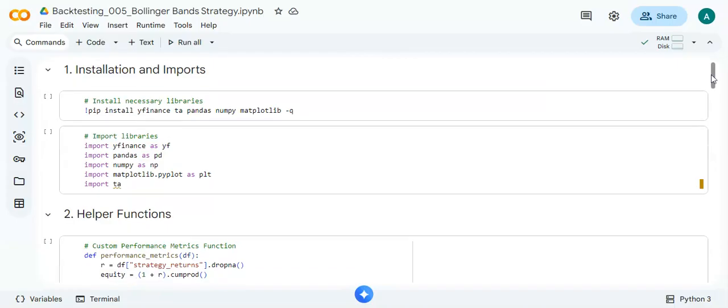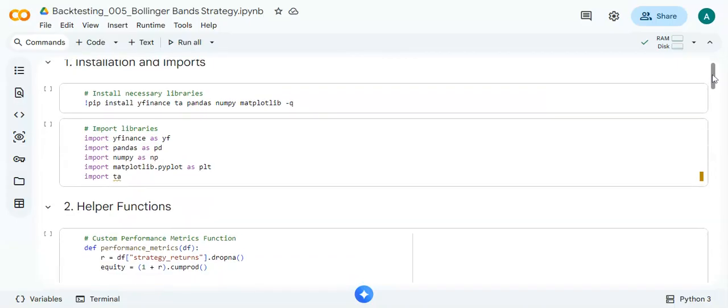What we'll do now: first we install and import all the necessary libraries. Again, it is the Yahoo Finance platform where we take the closing prices of Apple and the S&P 500 index, the technical analysis library for the Bollinger Bands strategy, and pandas, numpy, matplotlib, the usual Python libraries. Here we install them, import them, sorry.